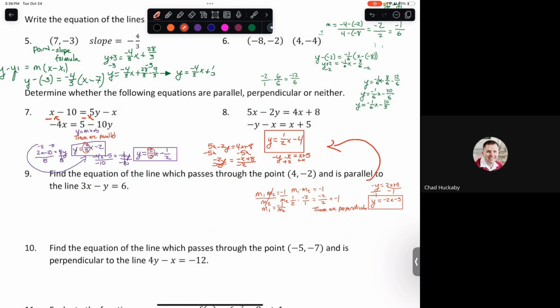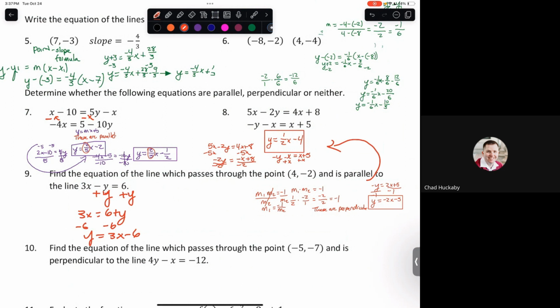What about number 9? Find the equation of the line that passes through the point 4, -2, and is parallel to the line 3x minus y is equal to 6. Well, again, first thing I want to do is get the equation that we do have in slope-intercept form. And I think the easiest way to do that in this case is to add y to both sides. And I get 3x is equal to 6 plus y. And then subtract 6 from both sides to get y is equal to 3x minus 6.